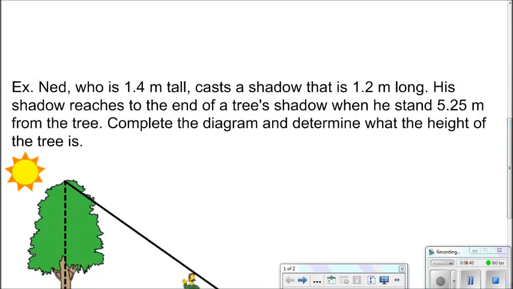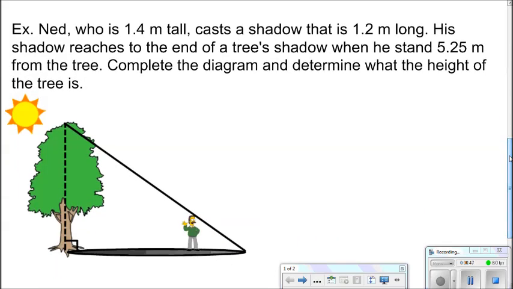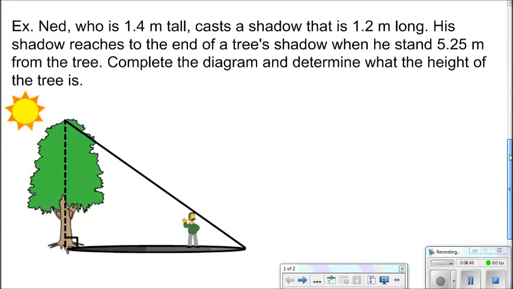Okay, here's the next type of example you see a lot. So we like to talk about shadows. And so we have Ned standing in front of a tree and the sun is behind them, so the shadows are being cast out kind of in front of them to the right. So it says Ned is 1.4 meters tall and he casts a shadow that is 1.2 meters long. His shadow reaches to the end of a tree shadow when he stands 5.25 meters from the tree. We're going to complete the diagram and figure out how tall the tree is.